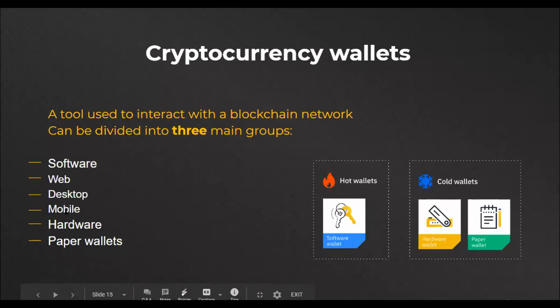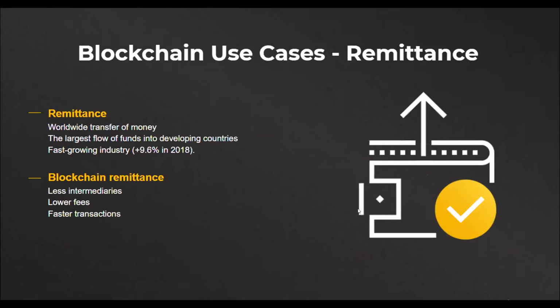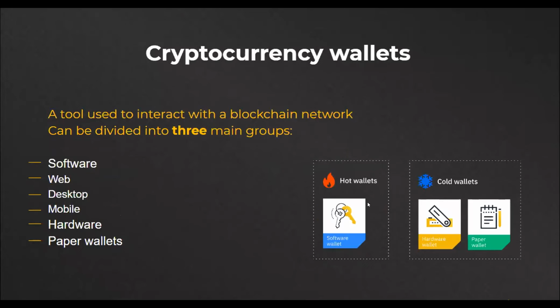So then there are mobile wallets. Let's say I'm using Trust Wallet, and Trust Wallet is a mobile wallet. Then there are desktop wallets. I'll give an example: MetaMask. And then there are hardware wallets. Hardware wallets are wallets that are used off the internet. They're not connected to the internet. So we have hot wallets, which are software wallets, and then we have cold wallets. These are paper wallets and hardware wallets.